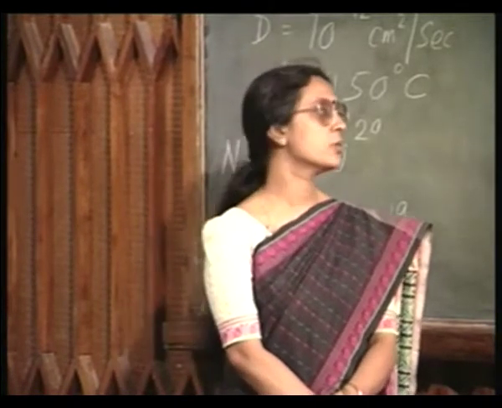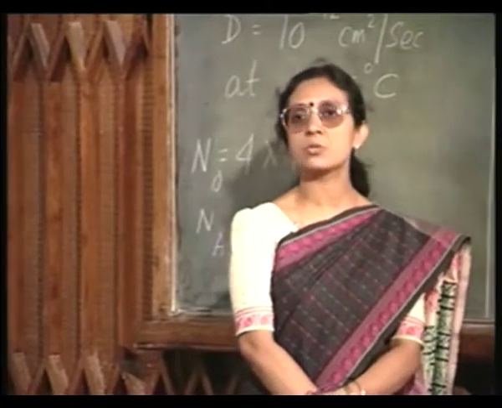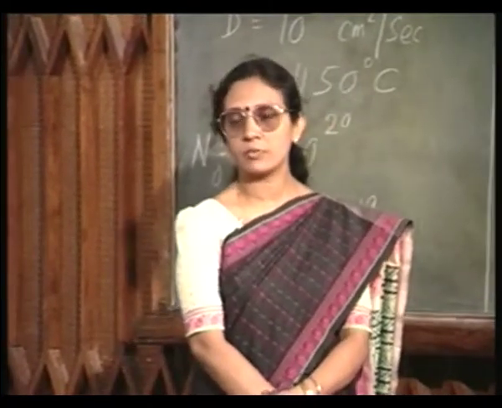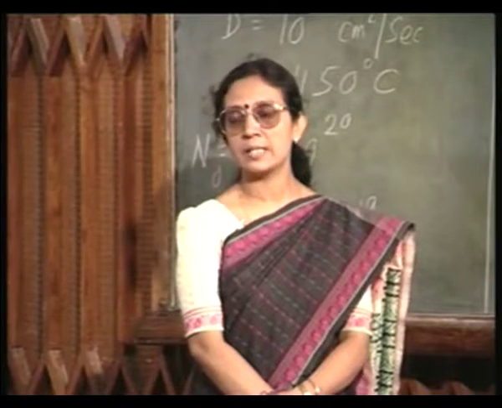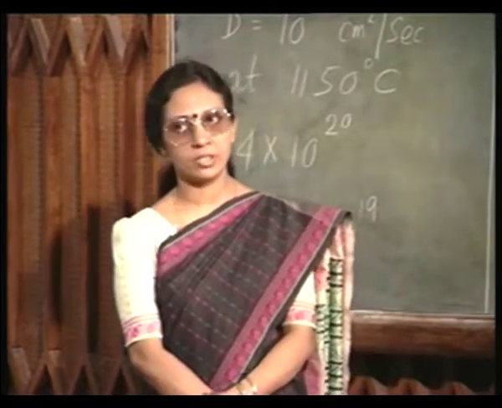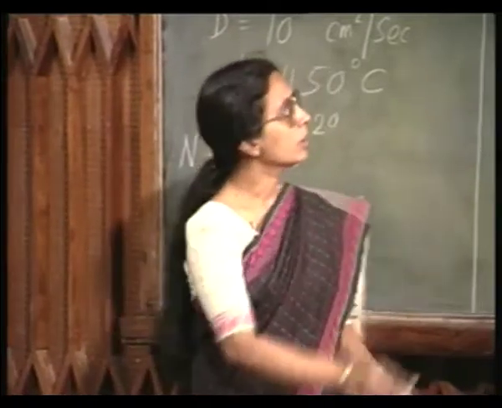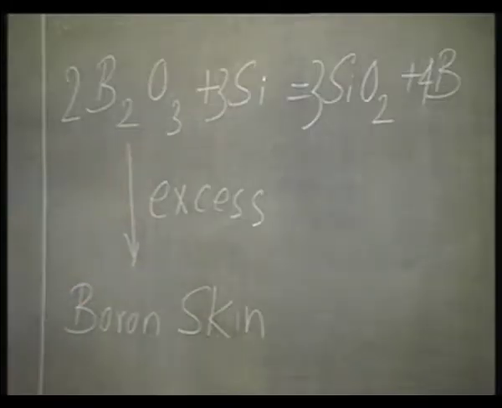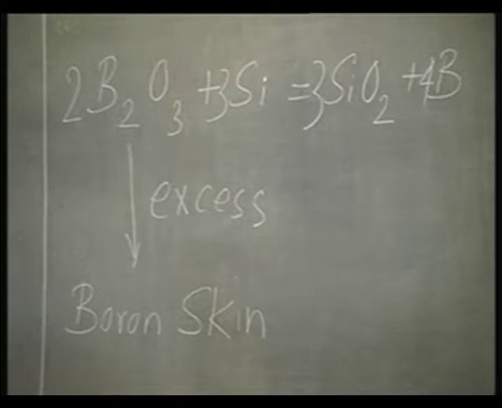The only way to remove this boron skin is to oxidize it, so that it will form borosilicate glass and then etch that oxide. Very slow and very difficult process. So, one does not use B2O3 as it is, because there is always the problem of formation of boron skin. So, you see, even though this is my basic reaction, I must somehow control the formation of B2O3.